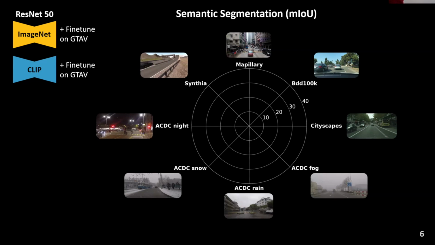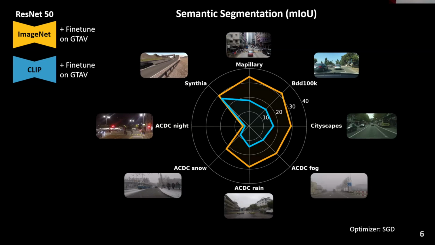So we fine-tune it on a large, abundant synthetic data set that is GTA5, which is a game data set that provides dense labels. And taking this model, we now look at its performance across a variety of data sets, and these data sets encompass a synthetic data set, but also real data sets. All the other ones are real, and also some data sets that provide adverse conditions at the bottom.